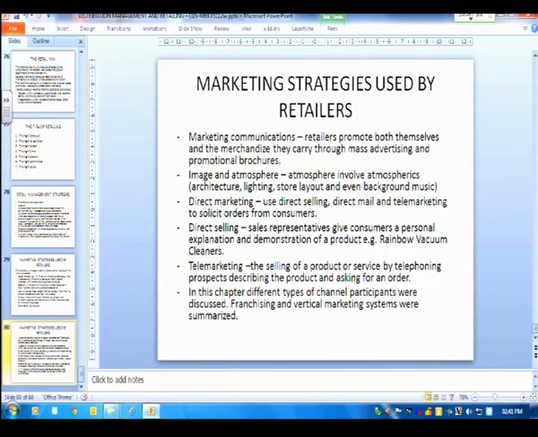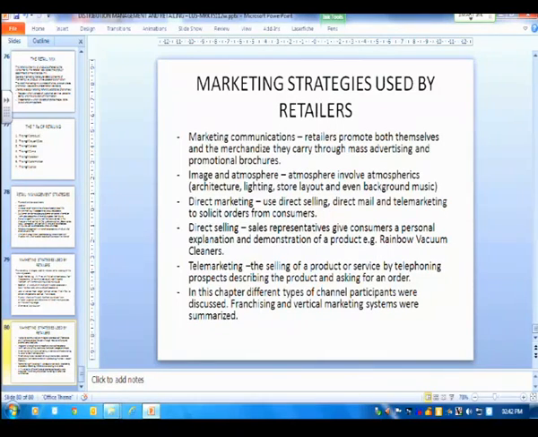Marketing strategies used by retailers. 1, marketing communications. Retailers promote both themselves and the merchandise through mass advertising and promotional brochures. 2, image and atmosphere. Atmosphere involves atmospherics, the architecture, lighting, store layout, and even background music.